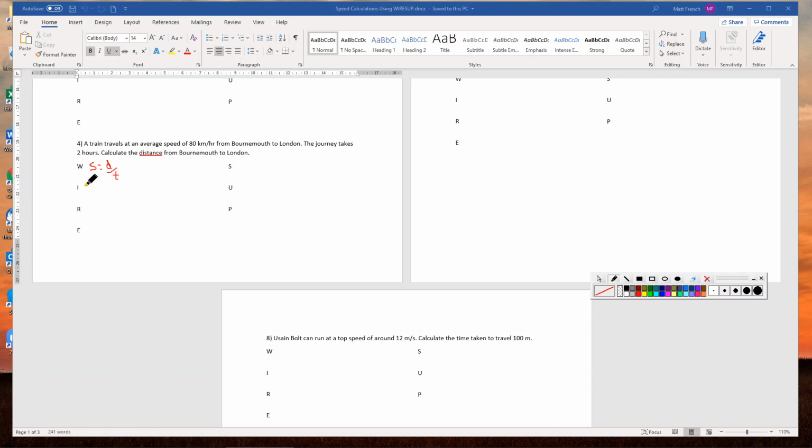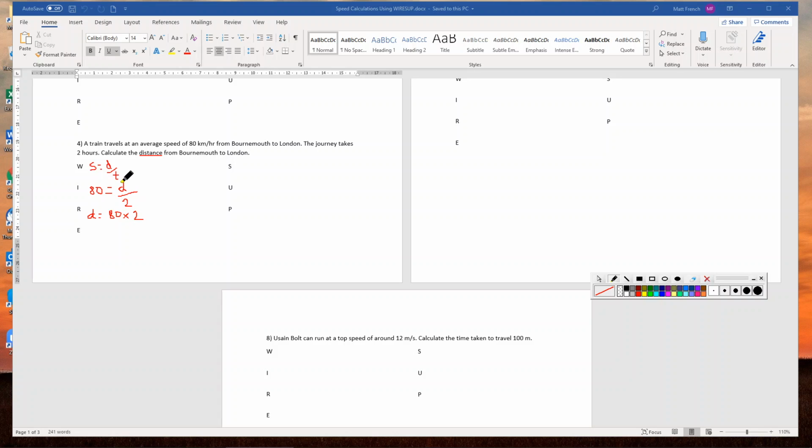So we then need to insert the numbers. So what have we got? We've got a speed of 80 kilometers per hour. Put that in there. The distance is what we're asked to find, so that's going to have to stay as a D, and the time is given as 2 hours. So in this question we need to do some rearranging, and we'll notice that D is equal to 80 times 2.